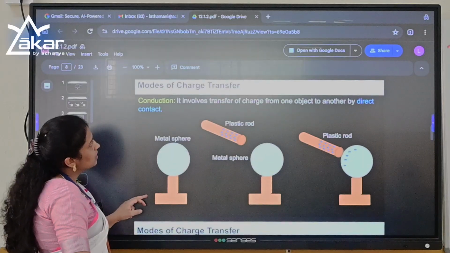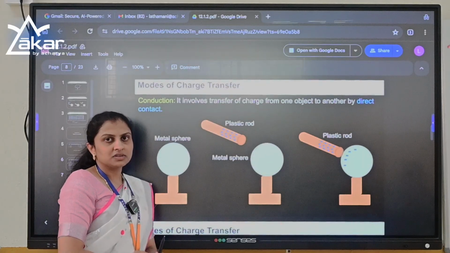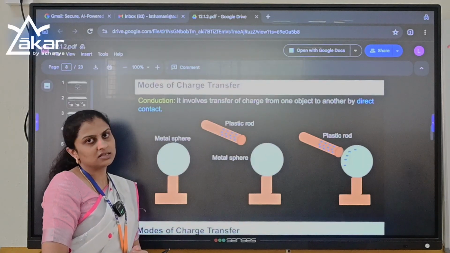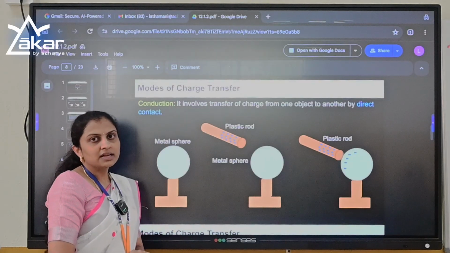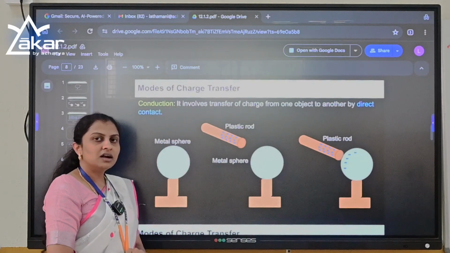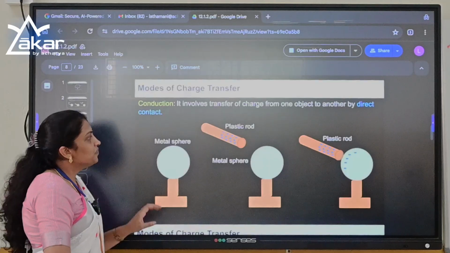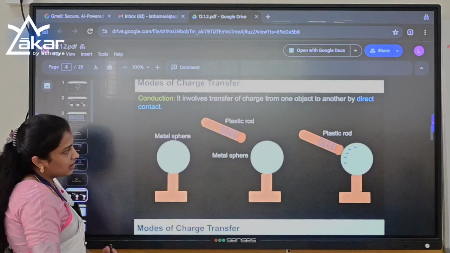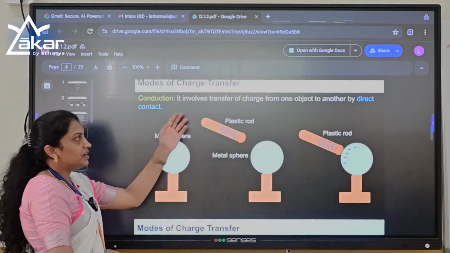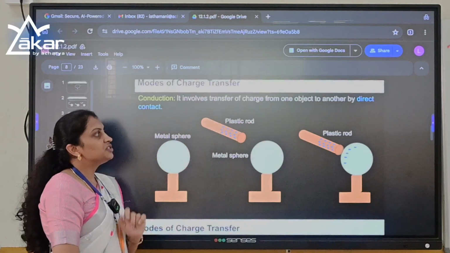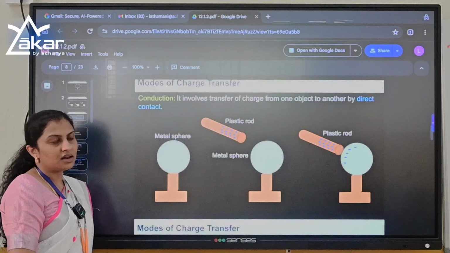Next is modes of charge transfer. So the next topic is methods of charging. There are three methods of charging. First one is charging by friction, second one is charging by conduction, third one is charging by induction. So first, I will explain charging by conduction. It involves the transfer of charge from one object to another object.